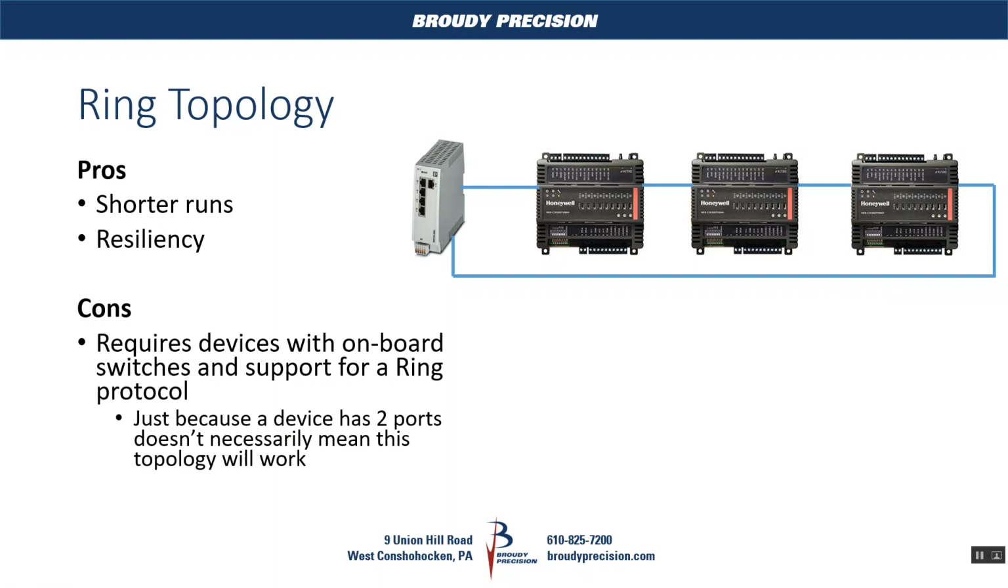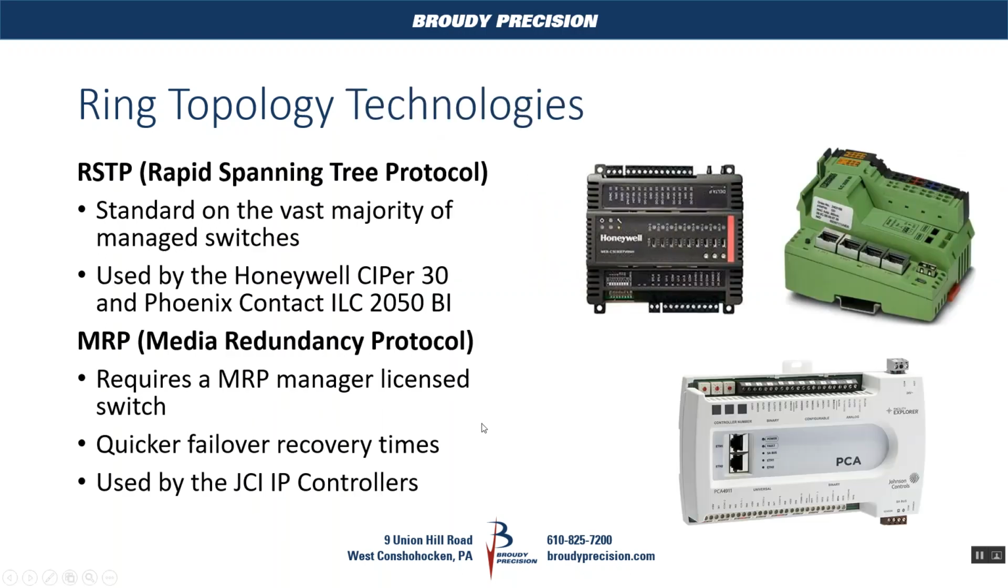Now, the issue with this is that it requires devices with onboard switches and support for ring protocol. So the Cyber 30 controllers use one ring protocol. JCI IP controllers use a different ring protocol. And like we mentioned before, just because a device has two different Ethernet ports on it doesn't necessarily mean that this ring topology will work for you. So those ring protocols that I mentioned earlier, there are two main ones.